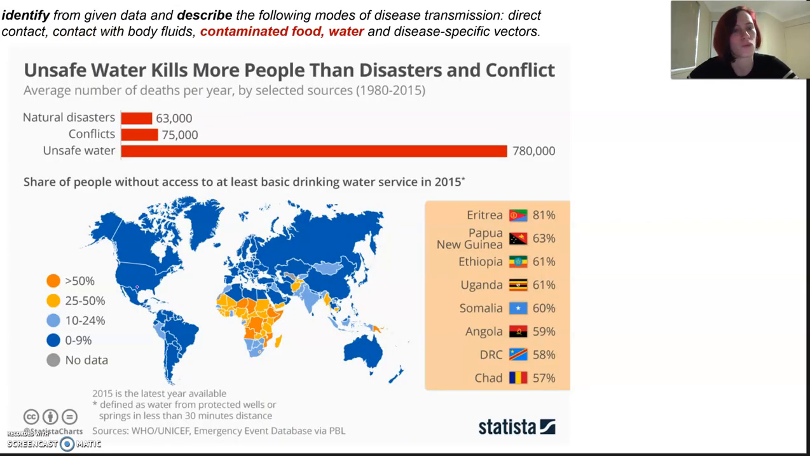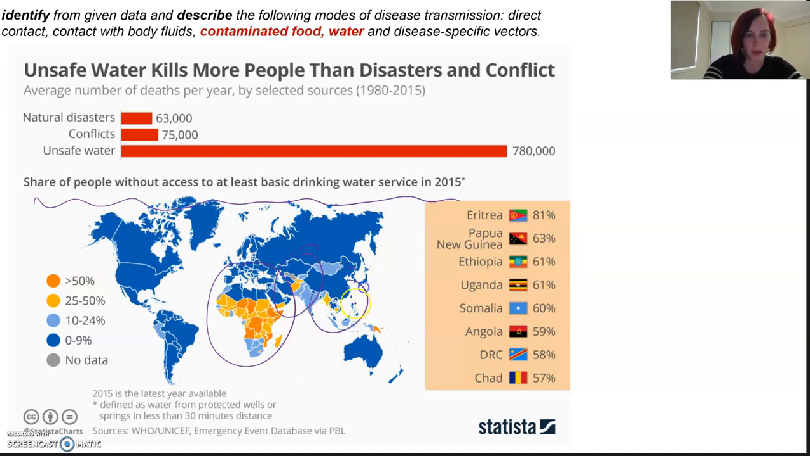All right, unsafe water kills more people than disasters and conflicts. And these are kind of stats that we get from the World Health Organization and UNICEF and all those kinds of charities that also help in developing nations. If we're talking the share of people without access to basic drinking water services in 2015, huge numbers of countries do not have the ability to just go to the tap, turn it on, and get safe drinking water. So if we're looking at where those hotspots might be, we're definitely looking at developing nations.